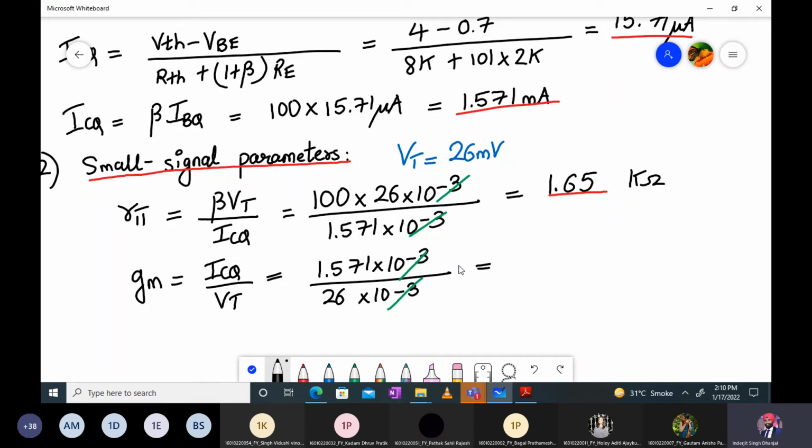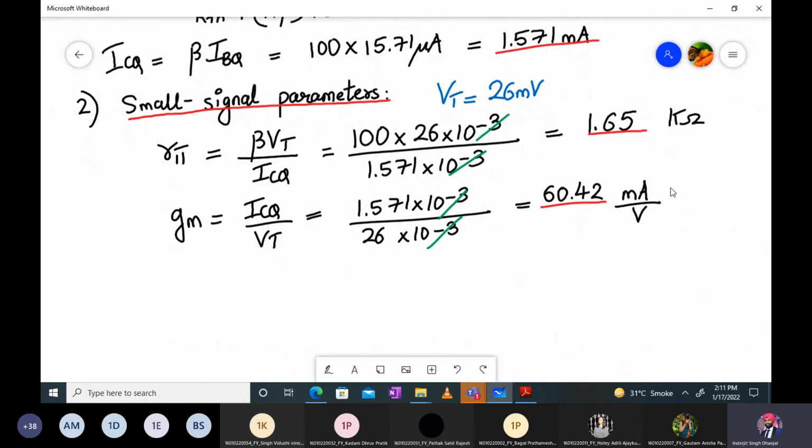Okay. Now next, the gm value. The gm unit will always be milliampere per volt. Always remember these units won't change. Anyone with the gm value? How much is it? gm is 60.42 milliampere per volt. This much it is coming. Yes, sir. Okay.